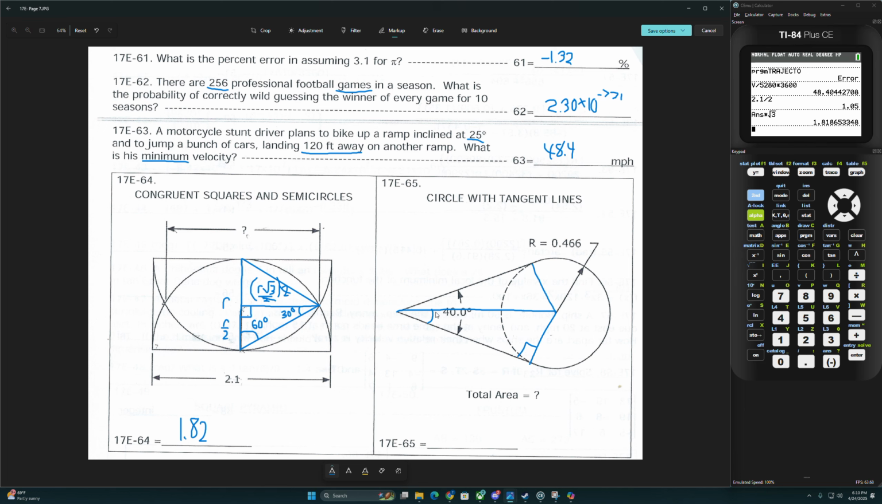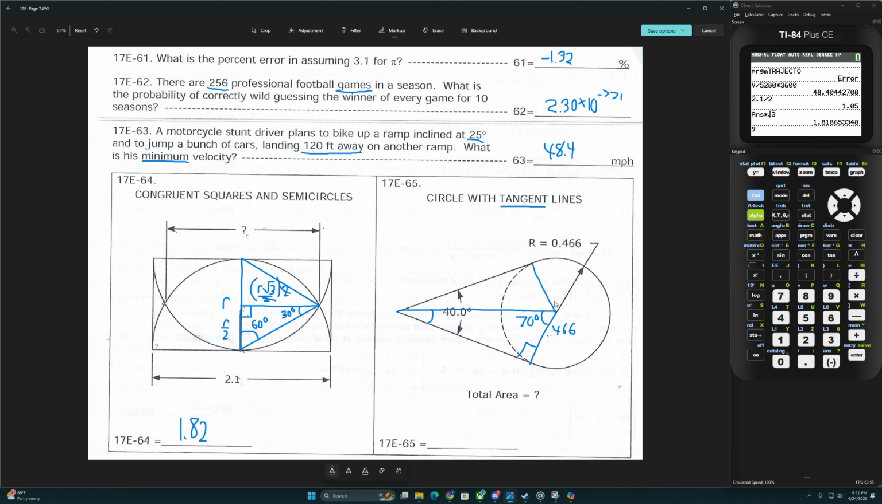So for this, I'm just going to make a right triangle. Since it's tangent, we know that this intersection, it's given to us, must create a right angle, which if we create an imaginary line, will give us a right triangle. We know that the radius is 0.466, and we can figure out what this angle is by doing 90 minus 20, which gives us 70. So that angle is 70 degrees.